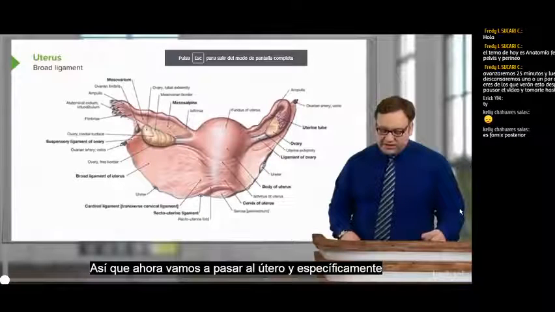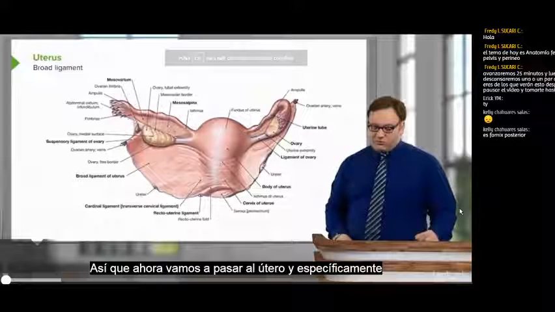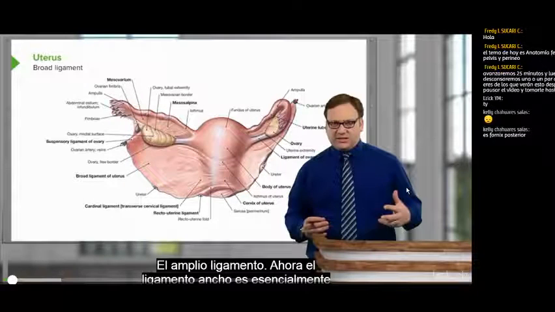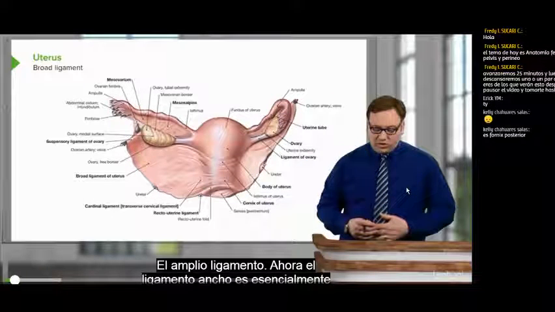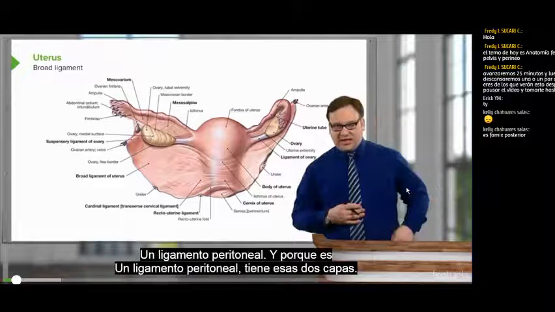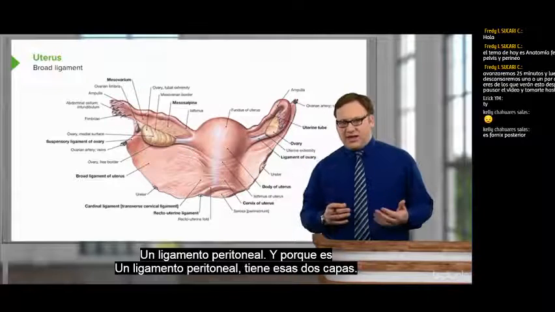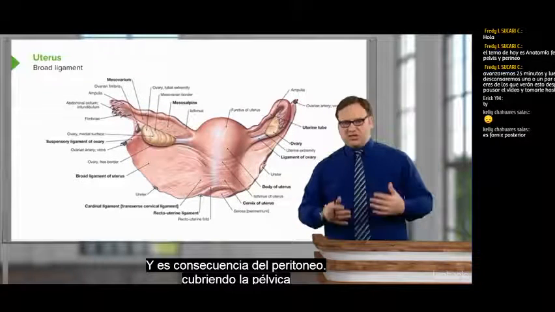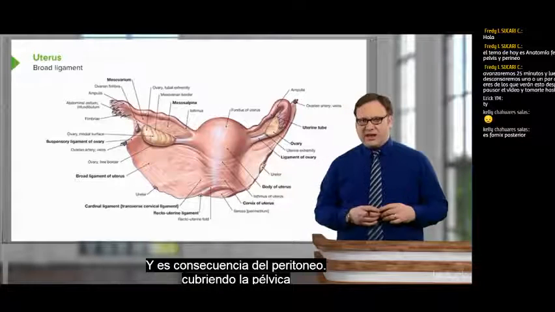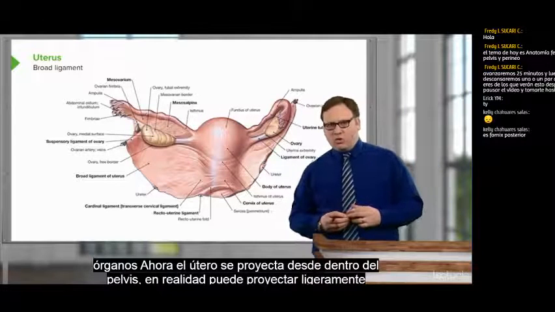So now let's move on to the uterus, and specifically the broad ligament. Now the broad ligament, ligamento ancho, is essentially a peritoneal ligament. And because it's a peritoneal ligament, it has those two layers. And it's a consequence of the peritoneum draping down over the pelvic organs.